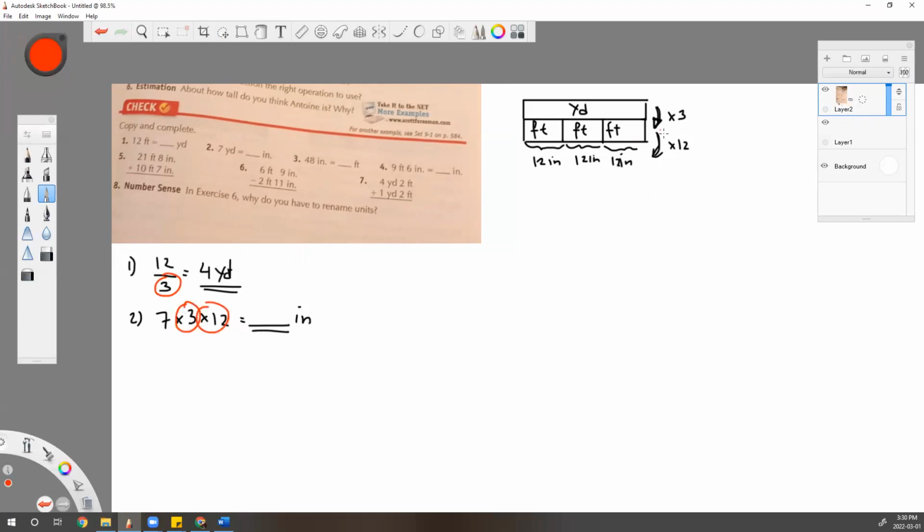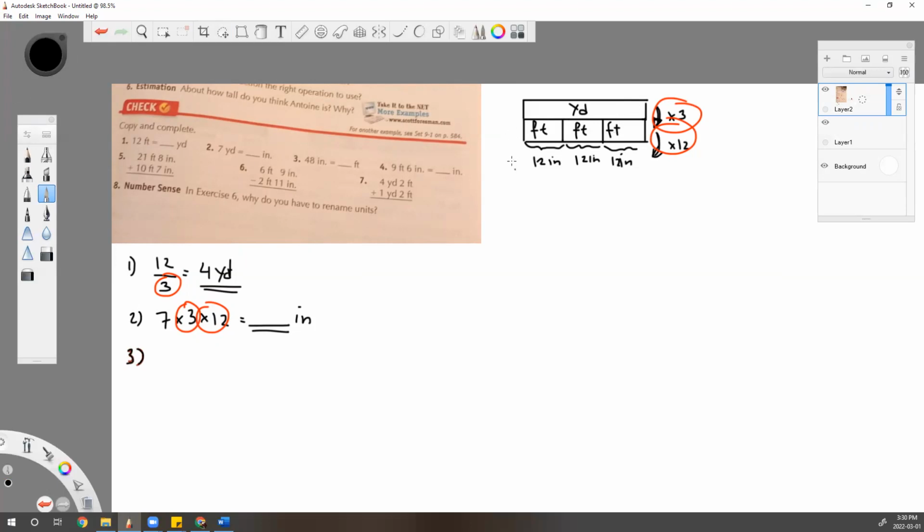Okay, all is already given in this part. So you need to draw that yard, feet, inch, times 3, times 12. That's it. Now we go to number 3. For number 3, 48 inches, how many feet?